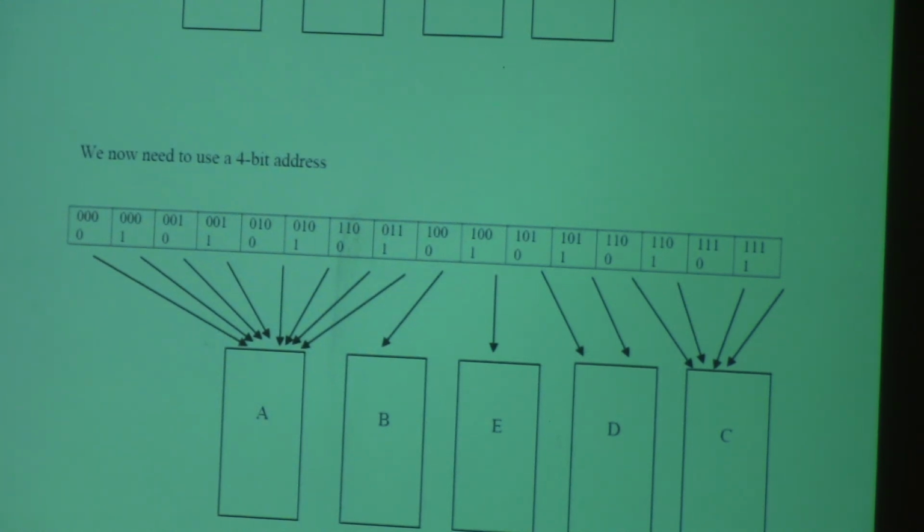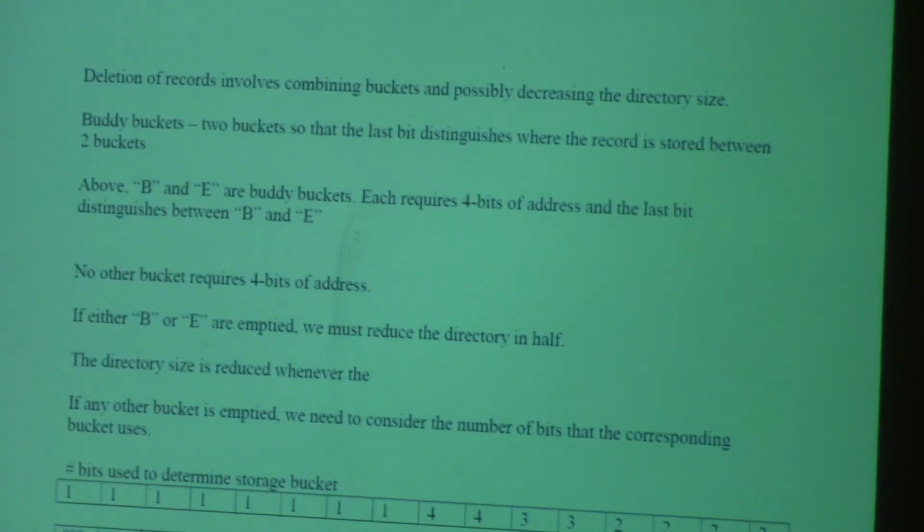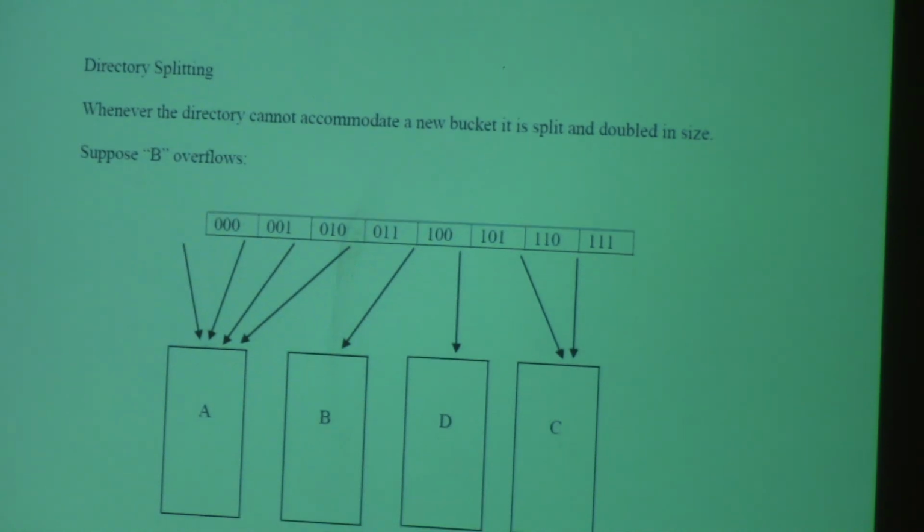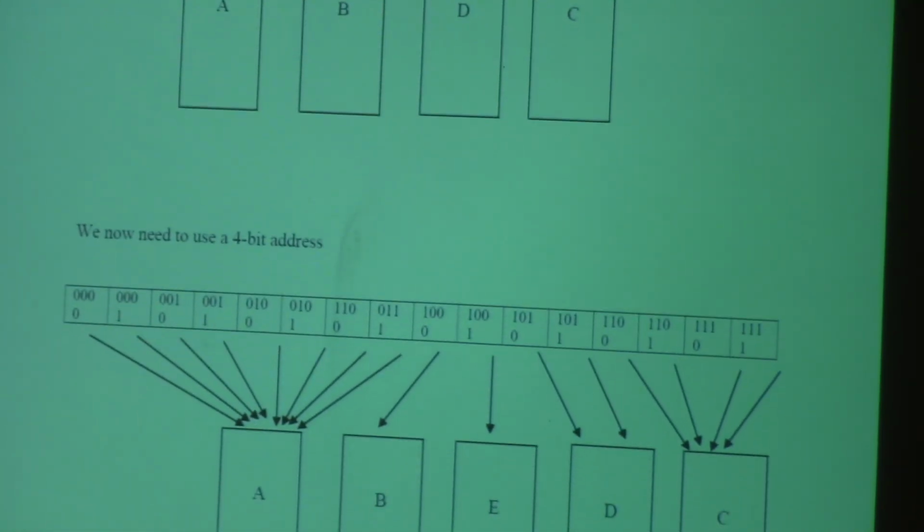So we must keep track of how many buddy buckets are going at the 4-bit address. And so since B and E are a buddy pair, when B is completely deleted, guess what? That bucket is returned, and we go back to a 3-bit address. So we're going to shrink the directory, and we're going to reduce the number of buddies. Okay? So B and E are buddy buckets, each requires 4 bits. No other bucket requires 4 bits of address. But of course, it's possible that you could have that. So for example, let's look at this one right here. How many bits do I need for C?